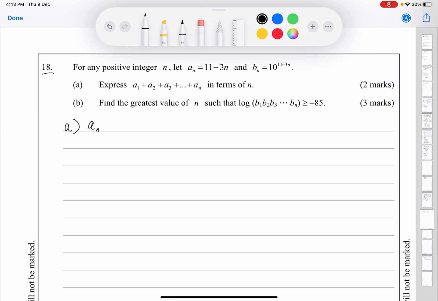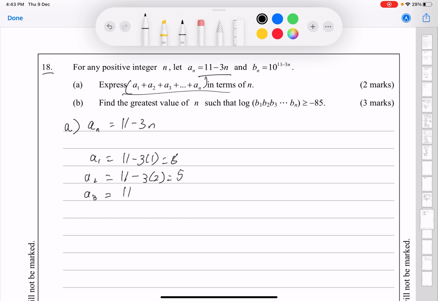An is equals to 11 minus 3n. So how can we express this form? This is clearly the sum of an arithmetic sequence. A1 is equals to 11 minus 3 times 1, which is 8. A2 is equals to 11 minus 3 times 2, which is 5. A3 is equals to 11 minus 3 times 3, which is 2. The difference is minus 3.